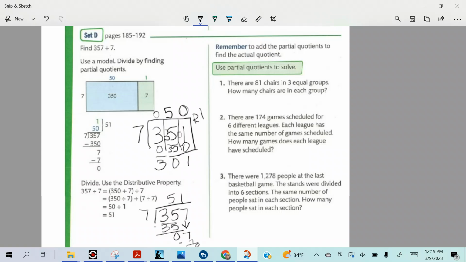Those are the 3 sets for you to practice your division because you will have your division test on Monday.